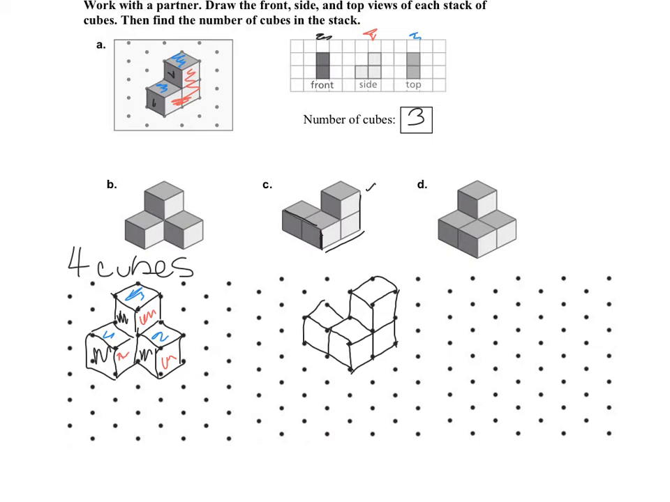So the top is blue, and we have the top of one block, and the top of a second block, and the top of a third block. And then we have the sides of 3 blocks, and we have the fronts of 3 blocks.